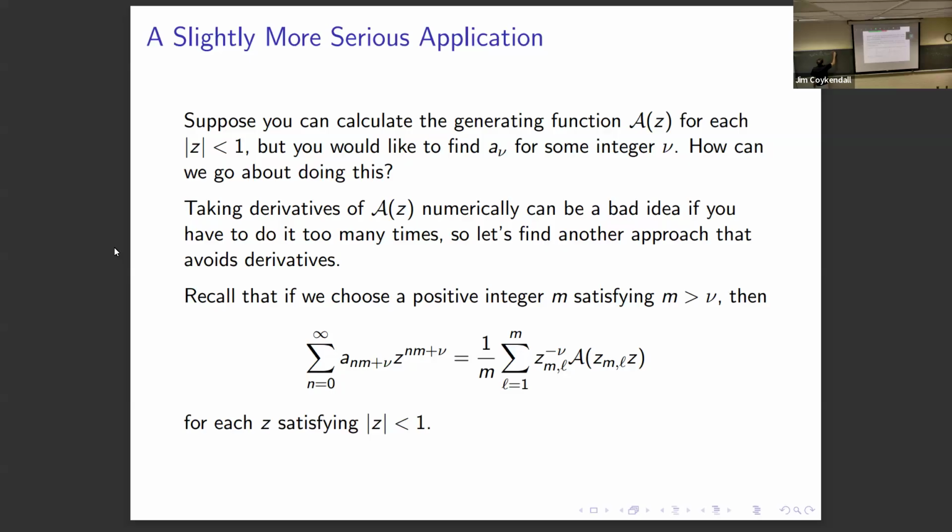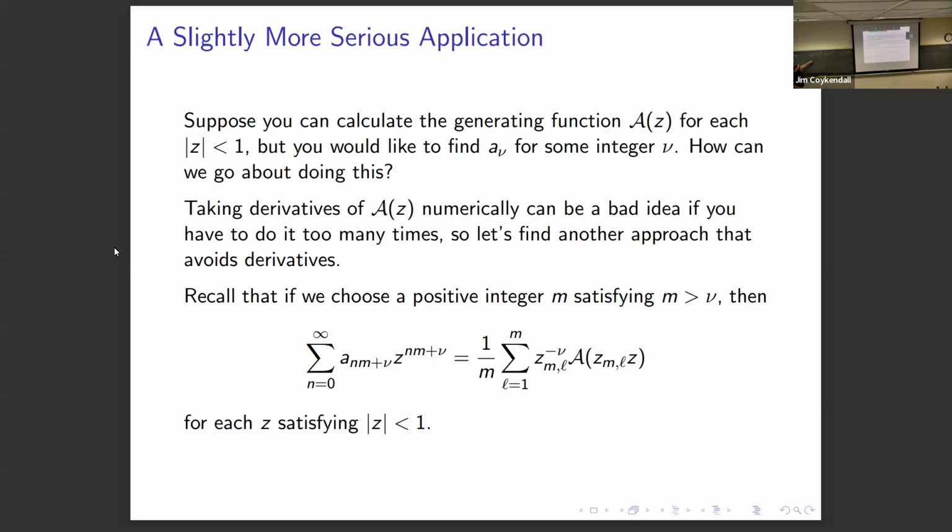C_{mn+ν} is going to be equal to 1 over m times the sum from l equals 1 to m of C_{ml} to the negative ν, times a from C_{ml} to C_{ml} times c. You get the idea. So that's what we're doing.